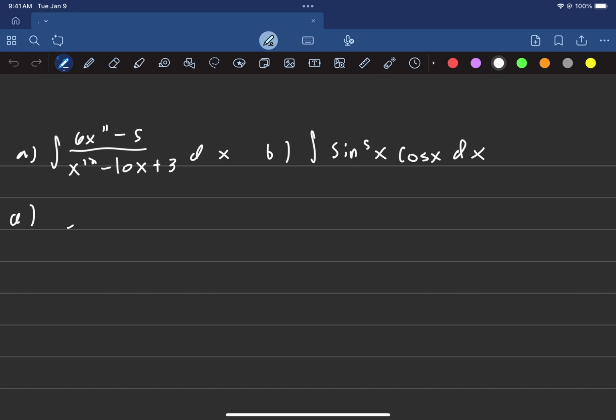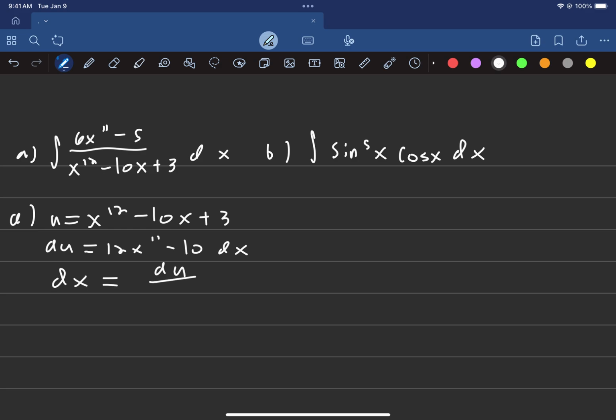So in this case, u is equal to x to the power of 12 minus 10x plus 3. So du is equal to 12x to the power of 11 minus 10 with respect to x. So now let's solve for dx. dx is equal to du over 12x to the 11 minus 10, and I'm simply going to factor 2 out of this because it should be pretty obvious by now that u substitution will work.